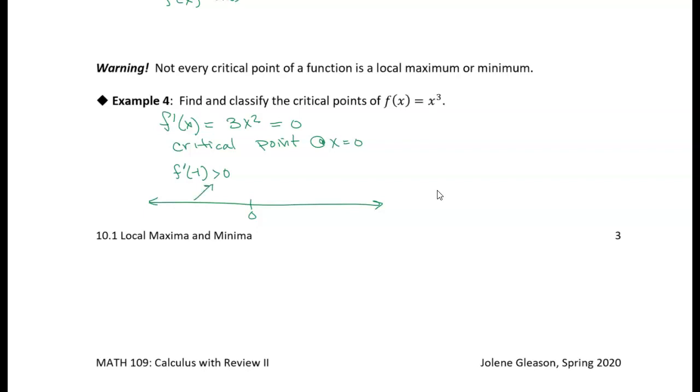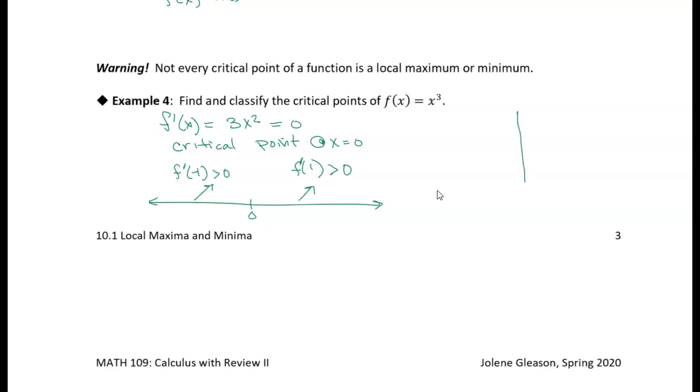Now, to the right of 0, if I put in f prime of 1, testing the derivative to find out whether it's increasing or decreasing, I also get 3. So that's also greater than 0. So it's still increasing. Okay? So in this case, it's increasing and then it's still increasing. So we do not have a maxima or minima.